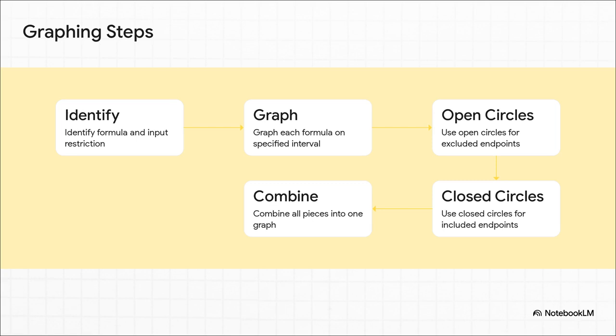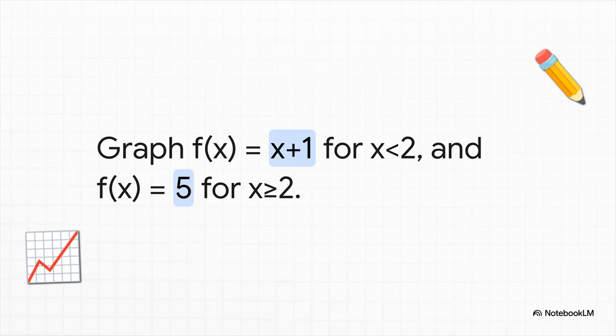Okay, let's actually put these steps into practice. Here's our specific example. Let's say we want to graph a piecewise function f of x. The first piece is the formula x plus 1, but remember, this only exists for x values strictly less than 2. The second piece is the constant formula 5, and this one only exists for x values greater than or equal to 2. Let's tackle this, well, piece by piece.